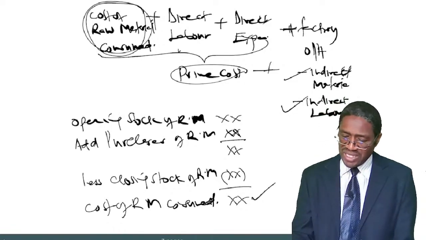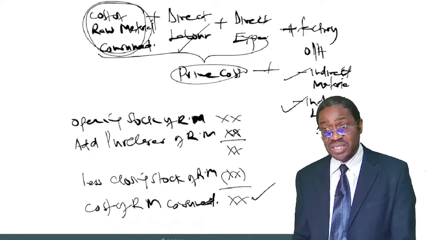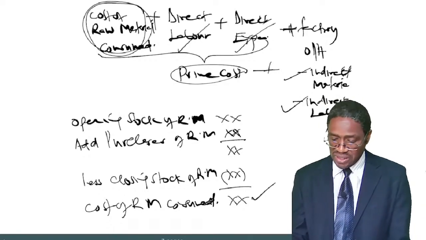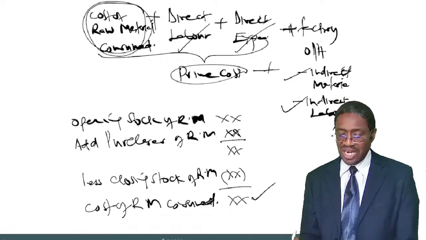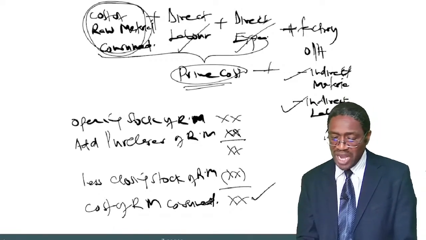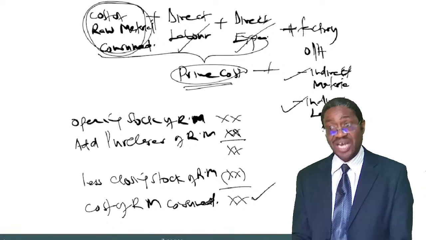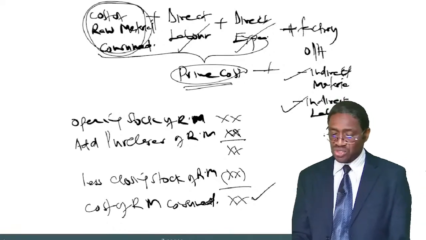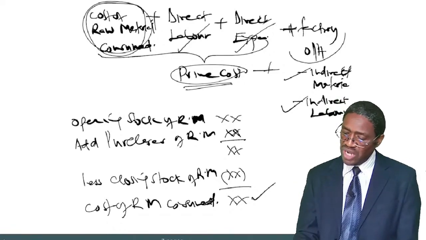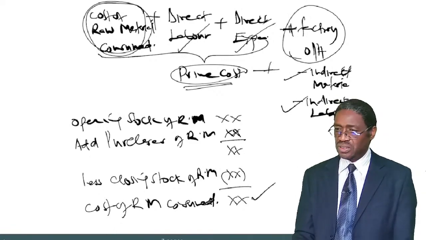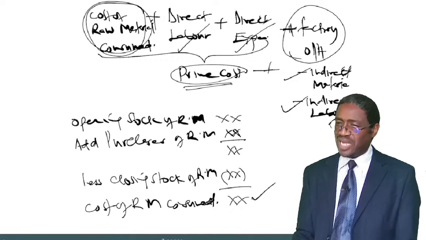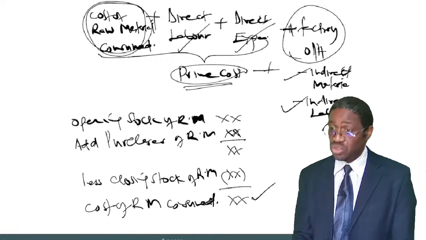Then you add the direct labor. Listen, add direct expenses. Once you add those three totals, that will give you what we call prime cost. Once you get the prime cost, you now add all the other factory overheads, and whatever you get becomes your production cost.